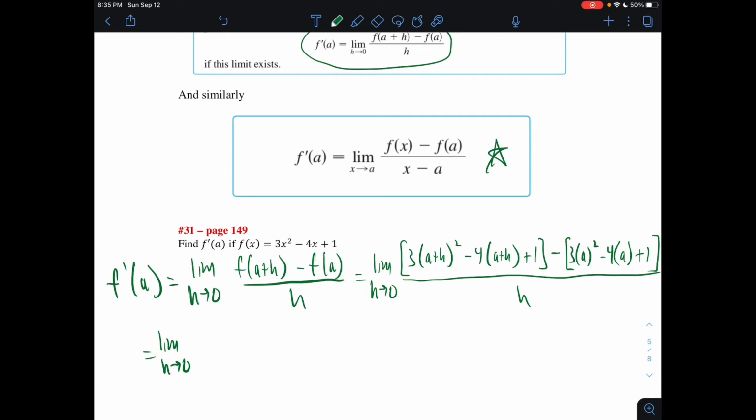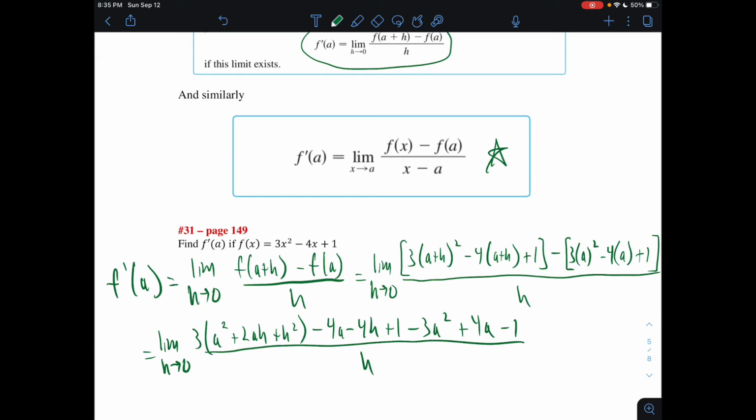So multiply everything out. 3 times (a plus h) squared, we saw that in the last example. That's a squared plus 2ah plus h squared. Minus 4 times (a plus h), that's minus 4a minus 4h plus 1. And then minus everything in the second set of brackets. So minus 3a squared, minus negative 4a, which really just means plus 4a, and then minus 1. All of this divided by h.